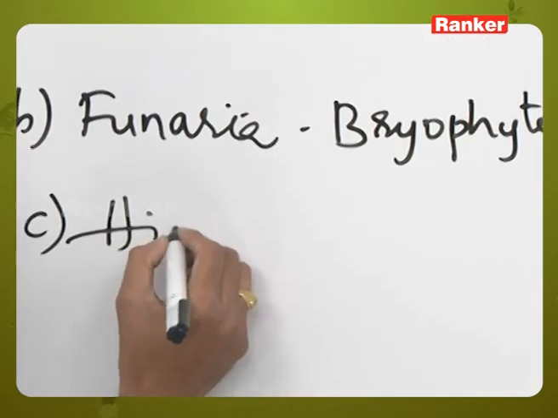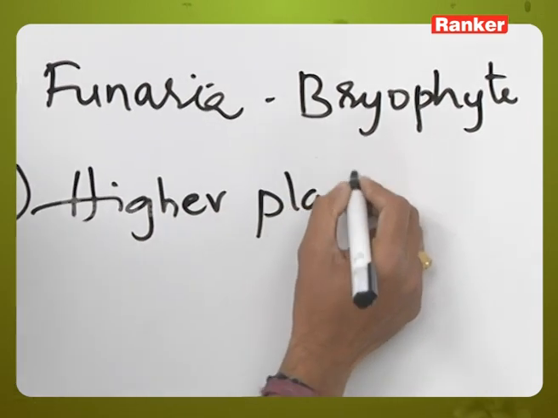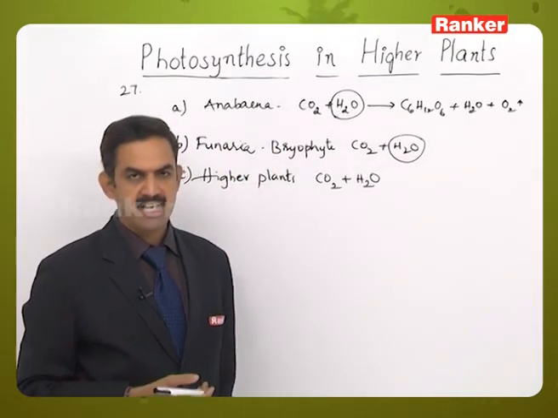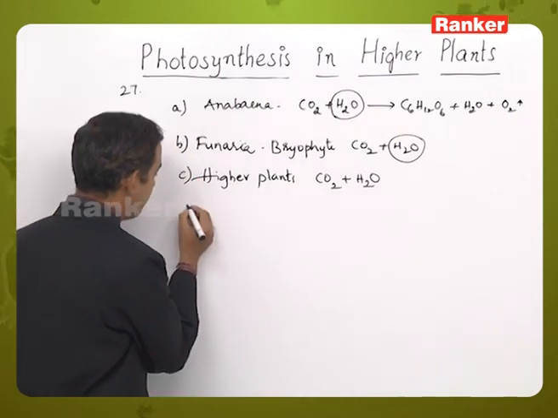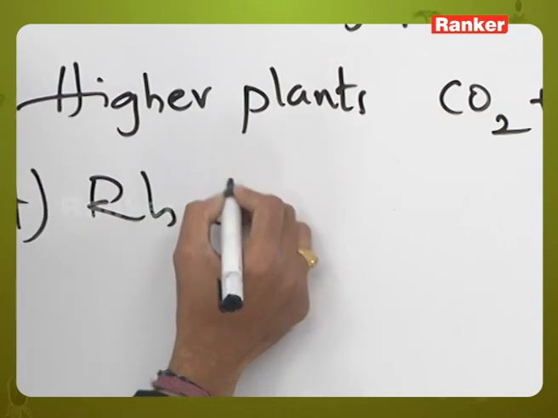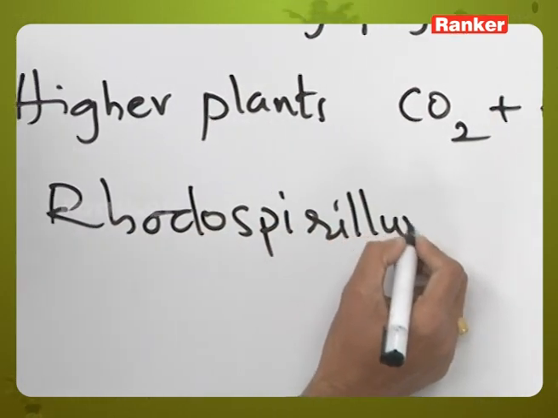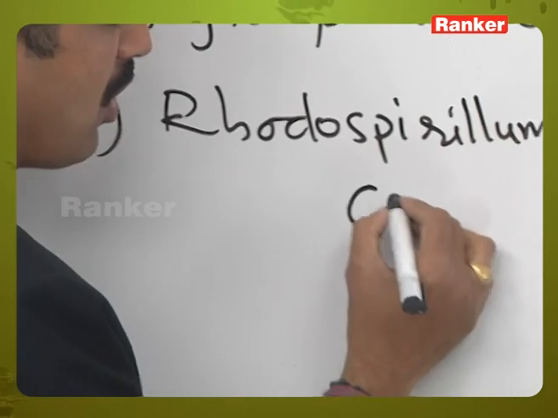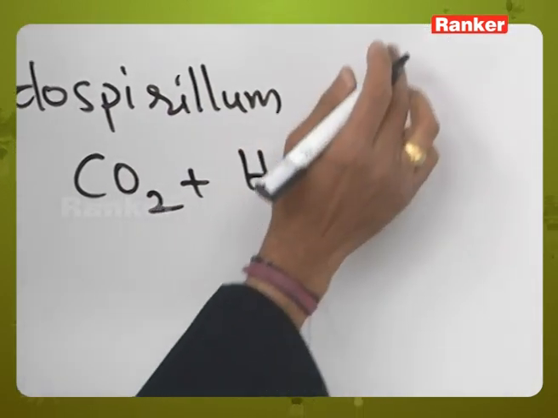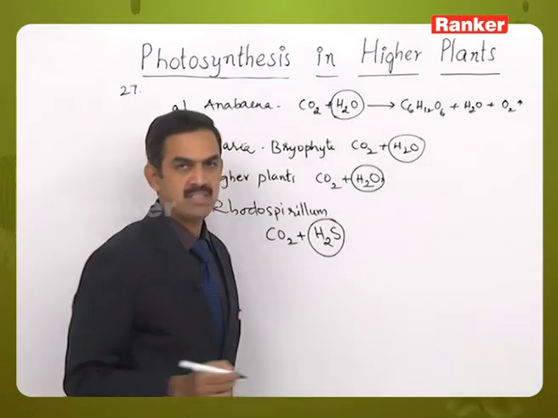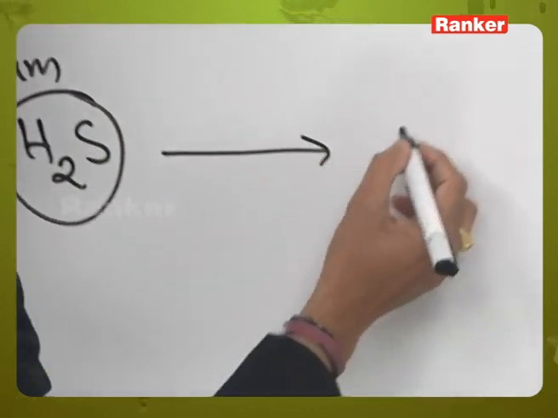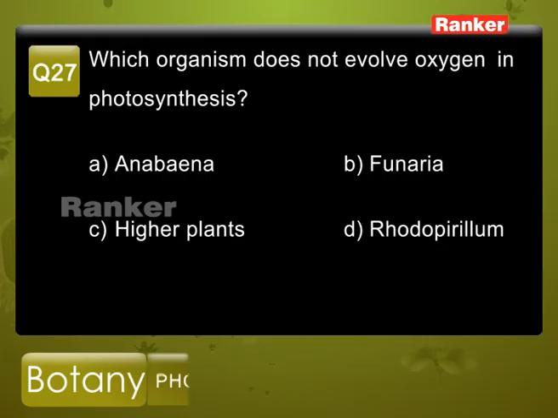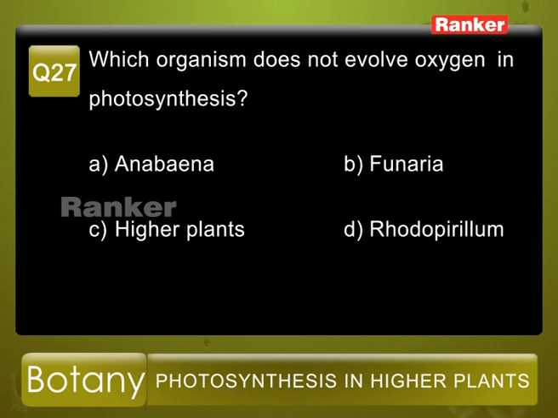And C, all higher plants. Of course, in all higher plants the same process takes place where carbon dioxide and water act as substrate molecules. So glucose and water and oxygen will be formed. So here also oxygen will be released. Whereas the Rhodospirillum is a bacteria. So here the evolution of oxygen does not take place, because they utilize carbon dioxide and hydrogen sulfide. In place of water, it is using hydrogen sulfide. When hydrogen sulfide is used, it will release sulfur in place of oxygen. So that means it is not releasing oxygen. So from the given options, option D is the correct answer.